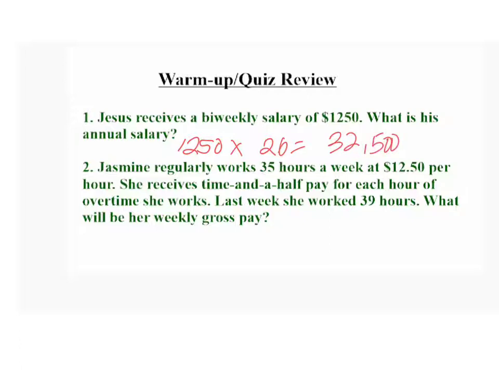Jasmine regularly works 35 hours a week at $12.50 per hour. She receives time and a half pay for each hour of overtime she works. Last week she worked 39 hours. What is her weekly gross pay? If you haven't done this yet, please stop the video and do it, and then check back with me to see if you've got it handled.